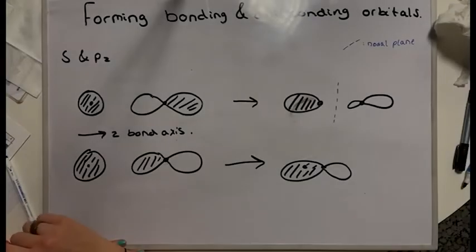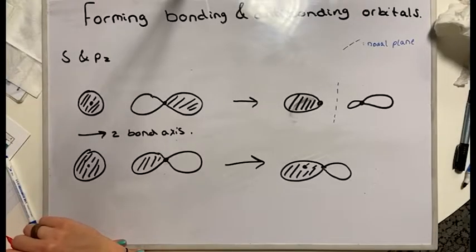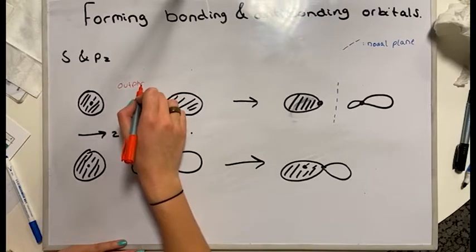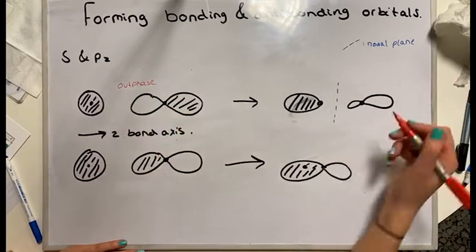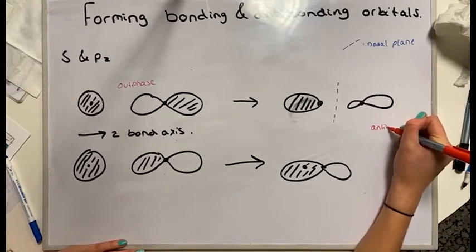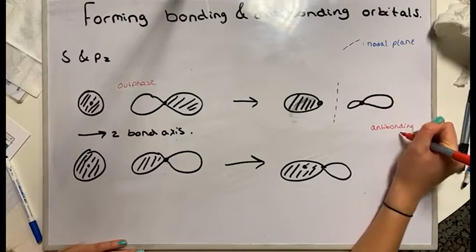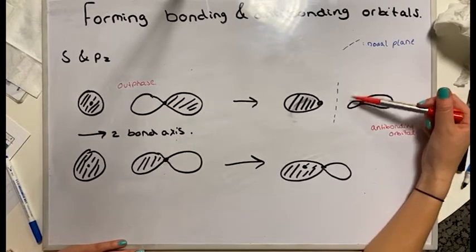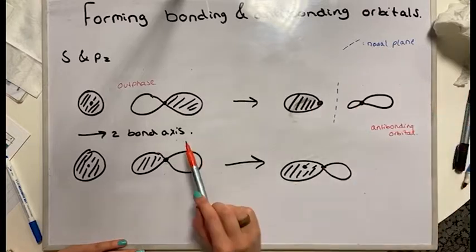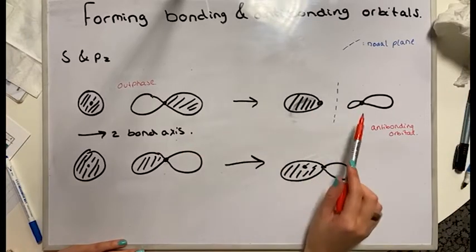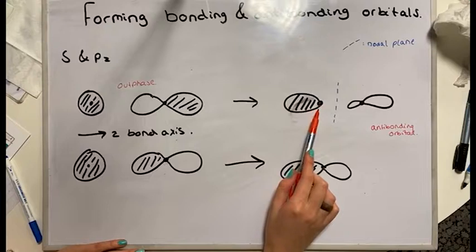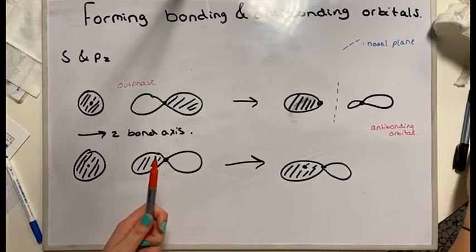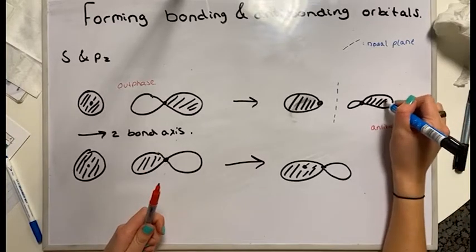Now we're going to look at the s and pz orbitals bonding together. You should recognise and be familiar that this is out of phase and therefore creates an anti-bonding orbital. You can see that again we have a nodal plane perpendicular to the Z bond axis. Due to repulsion, the s orbital has been distorted, and so has the pz orbital.